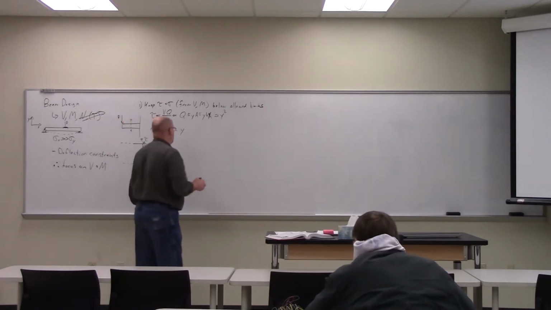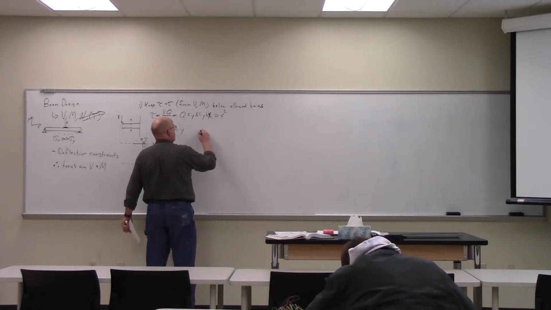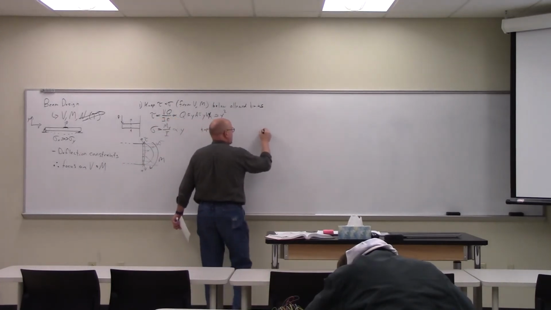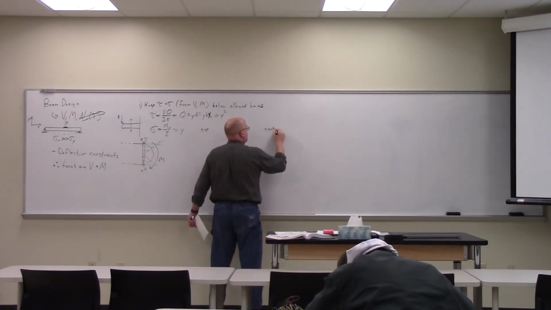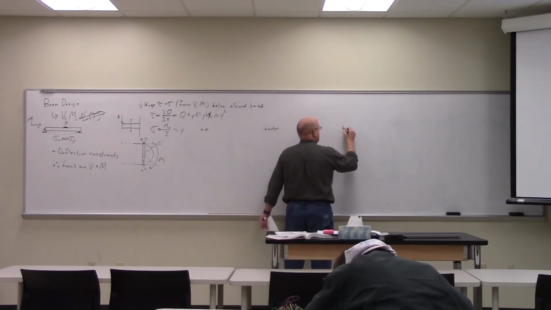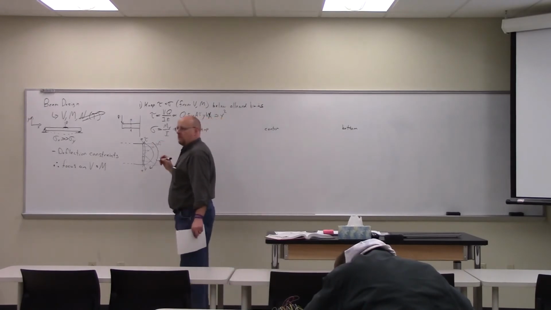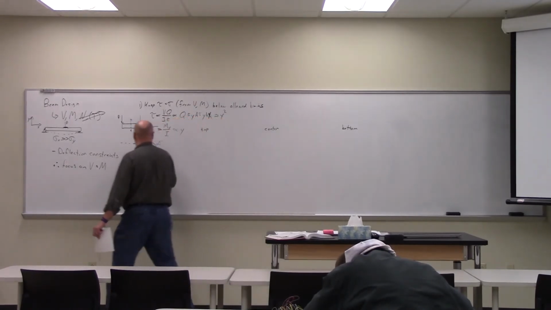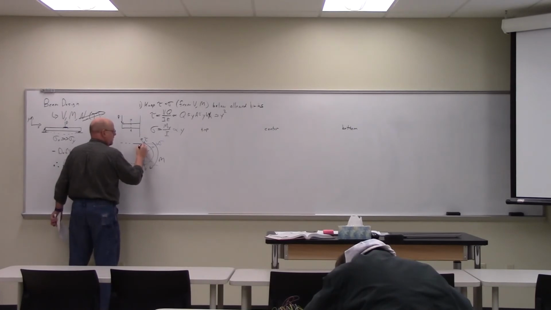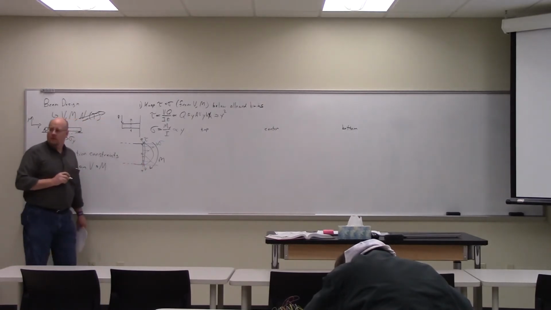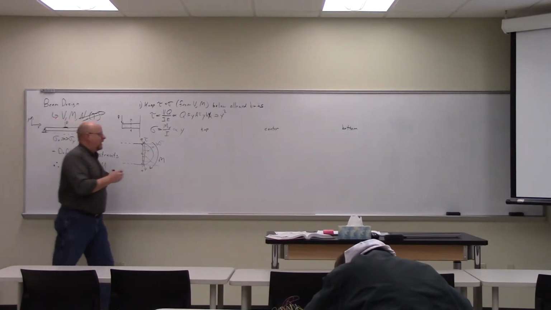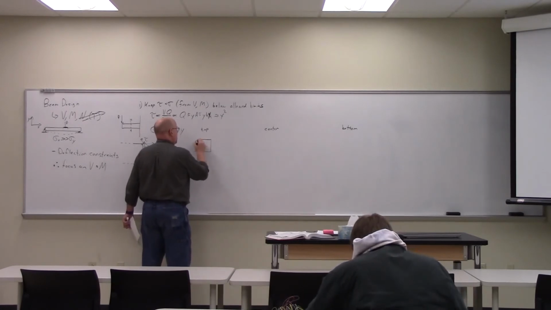Okay, so let's look at the top, at the center, and at the bottom. Let's take a little element of the beam. We're going to take a little square element here at the top, a square element at the center, and a square element at the bottom. And we're going to zoom in on that and look at the stress state on that element.